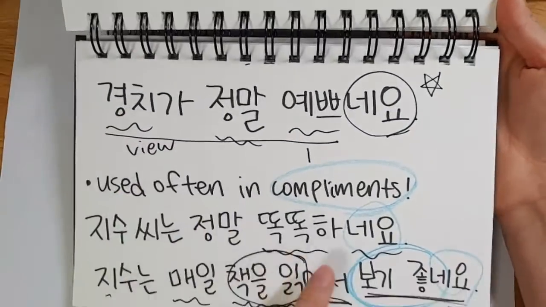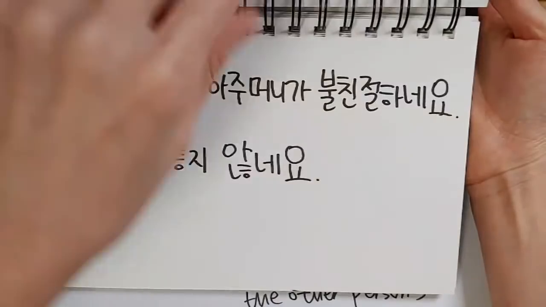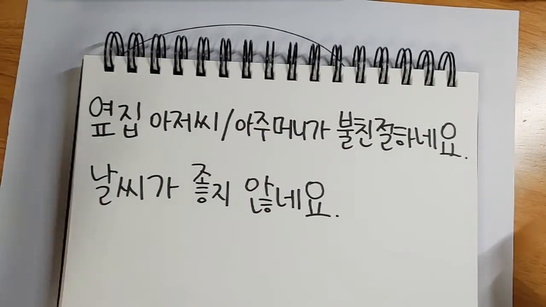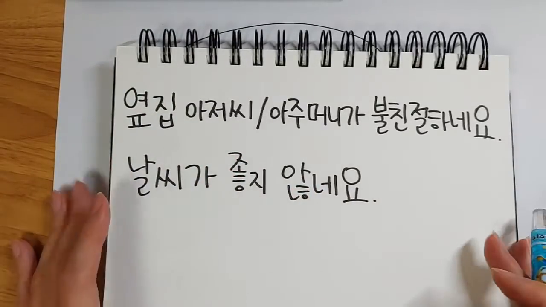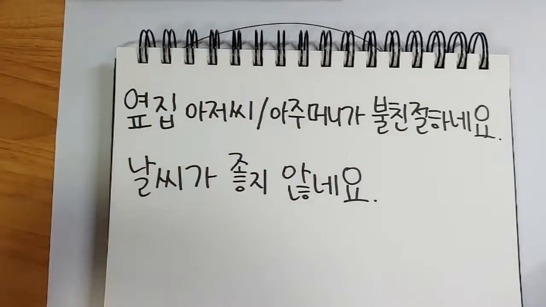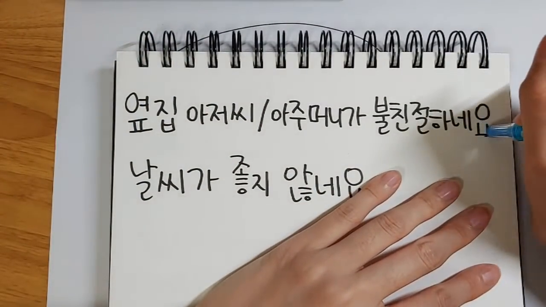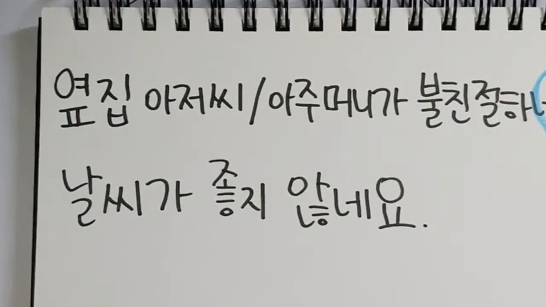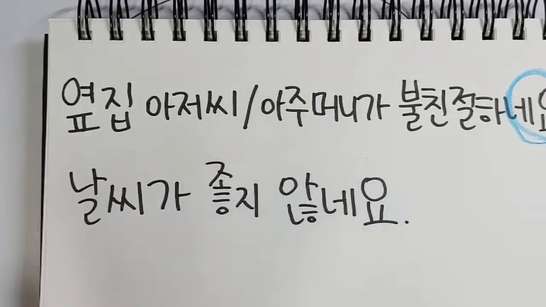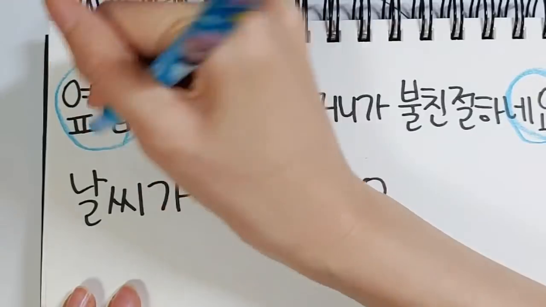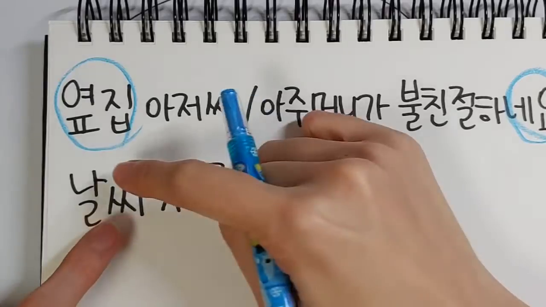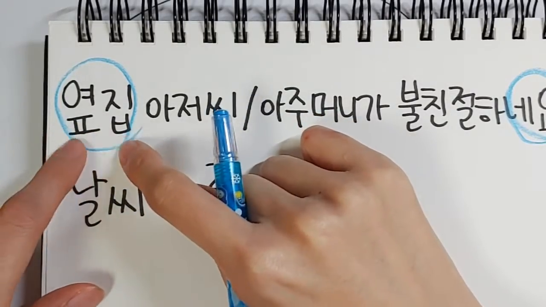네요 can also be used not just in positive context, but also in negative context because you can observe bad things as well, right? So if you find your next door neighbors not too kind, that's what you observe, right? That's what you feel. So you can use 네요 in that case too. So let's break the sentence down. 옆집 아저씨 or 옆집 아주머니가. So 옆집. 여러분 옆집 알아요? Do you guys know 옆집? It means next door. It literally means the house next to mine.